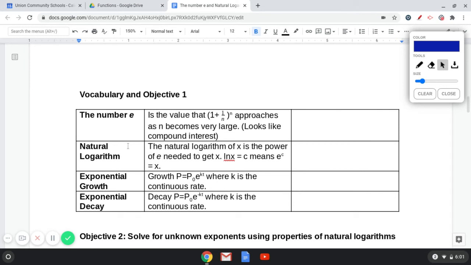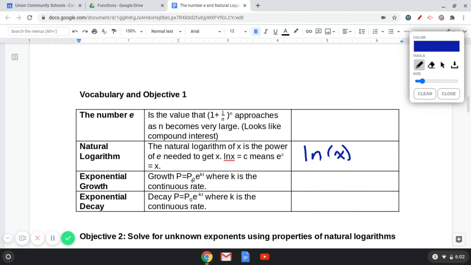Natural log. This is ln of x. On your calculator, it looks like that ln key. You might have to push second to get it. Natural log of x. This is like log of x, but it has base e instead of any base. So it's like log base e. So natural log of x equals c means e to the c equals x. This looks familiar. It's just like logarithms that we learned earlier.